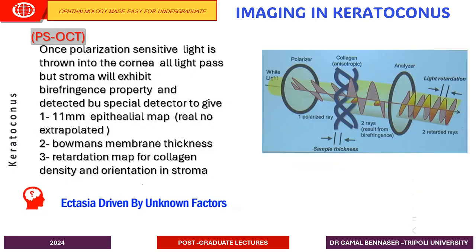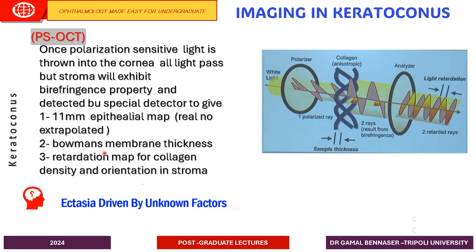So as I have mentioned before, polarization is an optical property of the material that has the ability for double refraction, or birefringence. So when polarization sensitive light is thrown into the cornea, all the light will pass through the cornea, except the stroma, because the stroma is full of collagen fibers, which have the birefringence property, and this birefringence property that leads to splitting of the light is detected by a special detector. As a result of this, we can have around an 11 millimeter image of the epithelial map, which is a real map, not extrapolated as in ordinary OCTs.